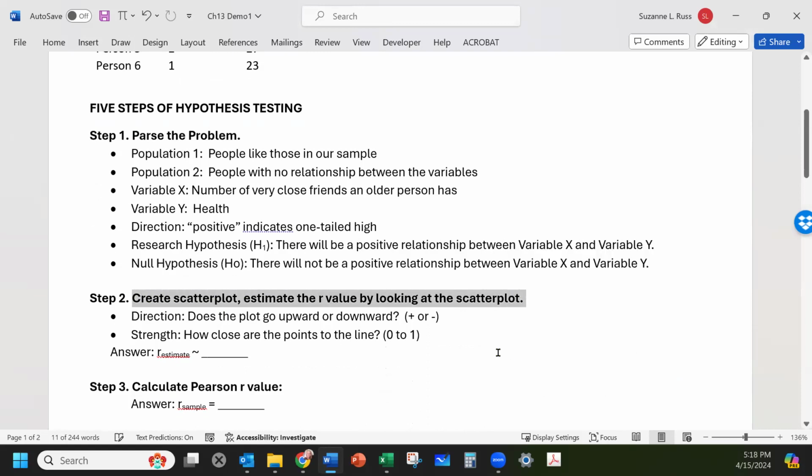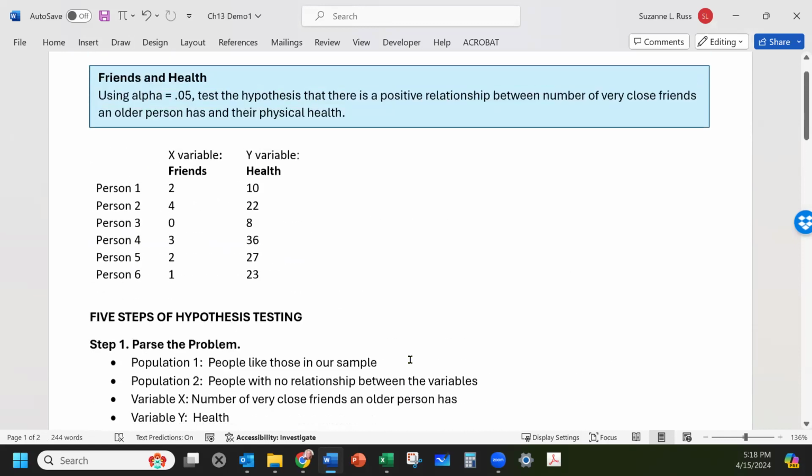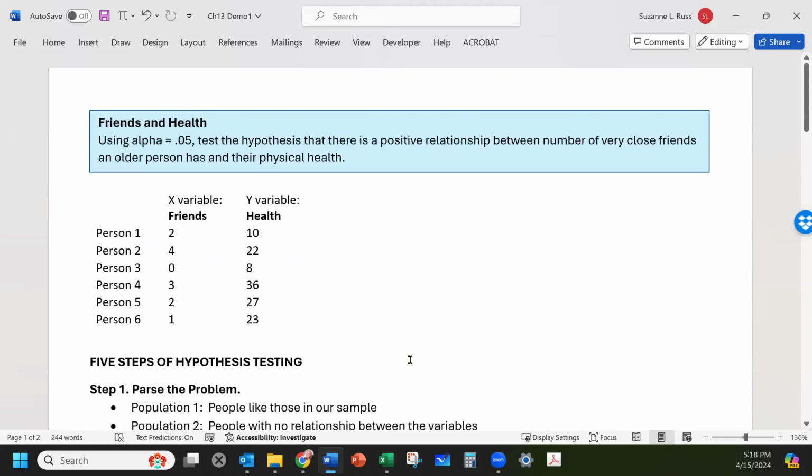So our next instruction is to create a scatter plot and estimate the R value by looking at the scatter plot. So we're going to draw that out and look for direction and strength. And I'm going to do the scatter plot right up here by the data so that I can do it well. So we're going to have an x-axis and a y-axis that are fairly equal. I'll draw them like that. That seems pretty decent to me.